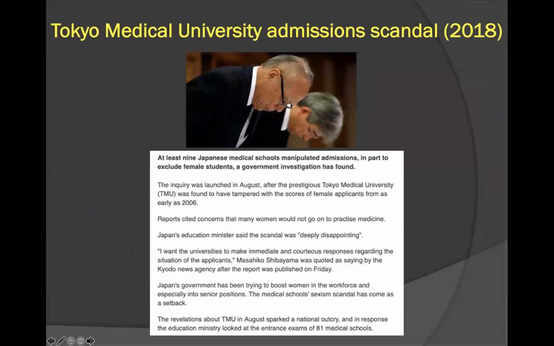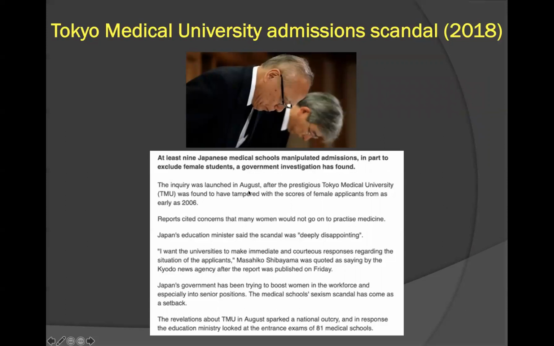A really good example of this fantasy of egalitarian competition is the Tokyo Medical University admissions scandal. In 2018, essentially, female applicants were denied admissions even though they had the highest scores to Tokyo Medical University. And take a look at what's written here on the slide. At least 9 Japanese medical schools manipulated admissions in part to exclude female students, a government investigation has found.